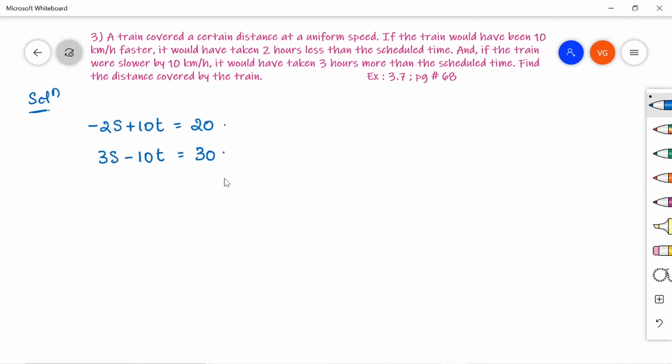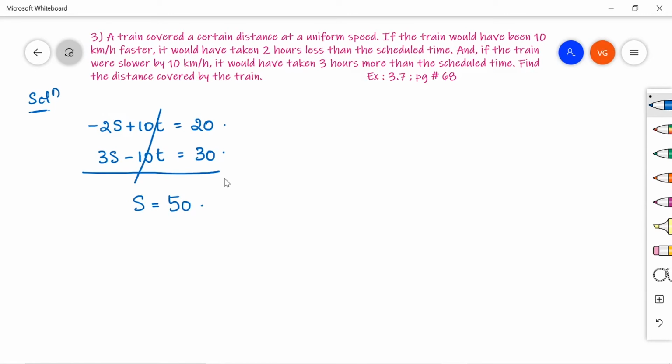Now let us solve these two equations to get the speed and time, right? I'll just add these two equations by the elimination method. Just t will get eliminated because this is plus t and minus t. So 3s minus 2s is s, equal to 20 plus 30 is 50, right? So s is equal to 50 here. That is the actual speed, the original speed is 50.